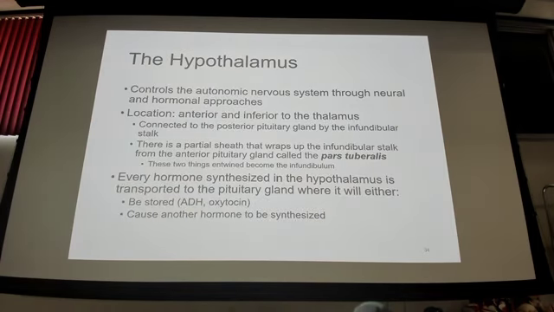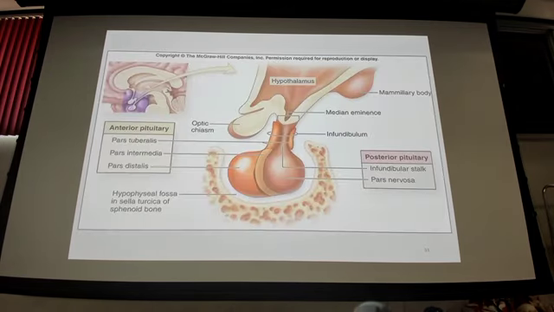So, anterior, inferior to the thalamus, hypothalamus, and the infundibular stalk connects it to the posterior pituitary. All right. And that pars tuberalis, we'll talk about that later, but it's in bold now, so let me explain. There's a posterior pituitary and the anterior pituitary. The posterior pituitary is connected by the stalk.